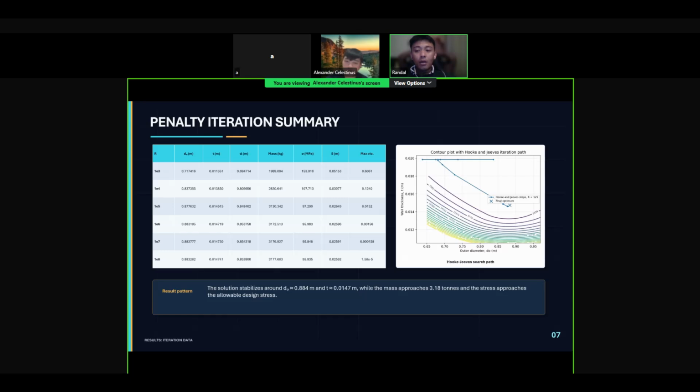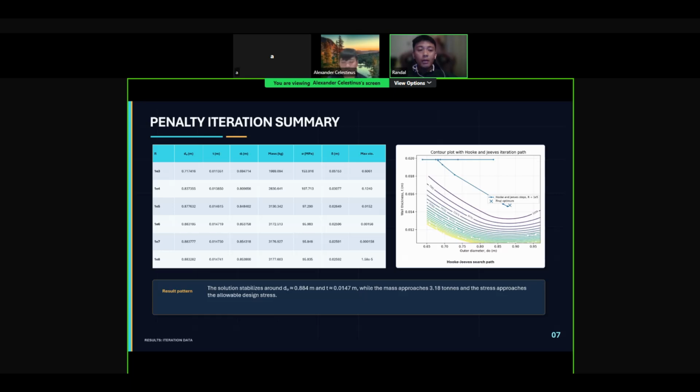From the table, we can see that as the penalty parameter increases, the outer diameter and wall thickness gradually change until they become more stable. At the same time, the mass increases, moving from a lighter but less feasible design to a safer final design. The normal stress also approaches the allowable limit. This shows that normal stress is one of the governing constraints in this design.